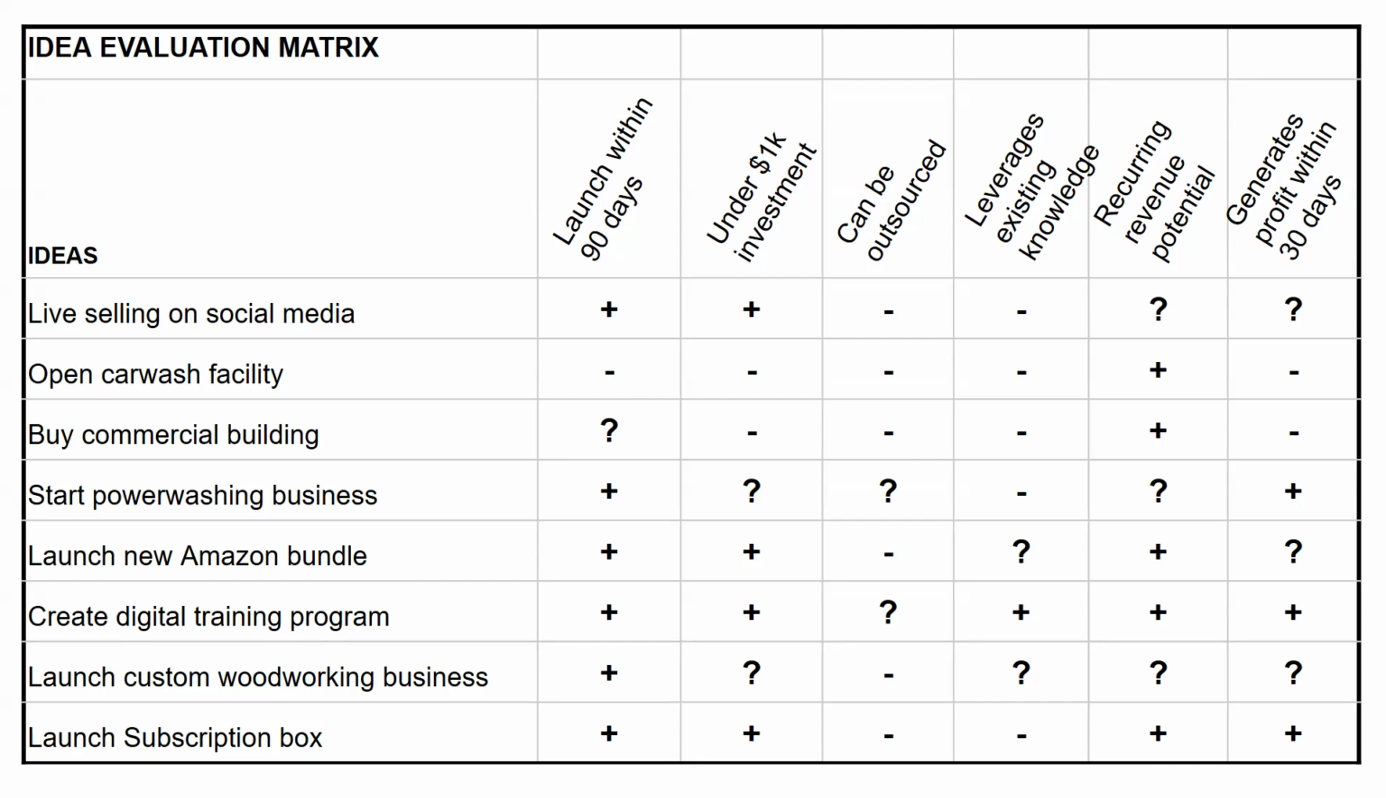Launch a subscription box business. Can I launch it within 90 days? Yep. Under $1,000 investment, absolutely. Can it be outsourced? Right now, no. I'm building my own boxes. But as I gain more subscribers and outgrow myself, I can hire someone to come into my warehouse and prep the boxes, or hire a third-party logistics company to do it for me. Does it leverage my existing knowledge? I'm going to have to put a firm plus in that because I've already launched my box. Does it give me recurring revenue potential? Yes, I put double pluses on that one. Generate profit within 30 days, yes. So this is my matrix.